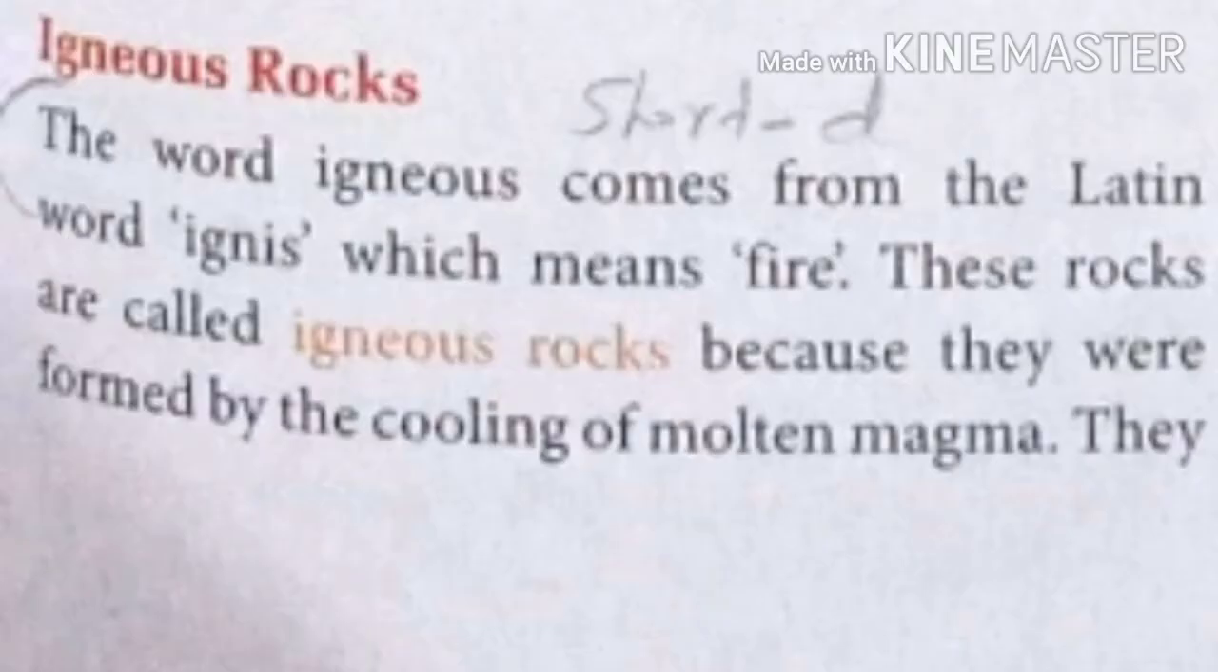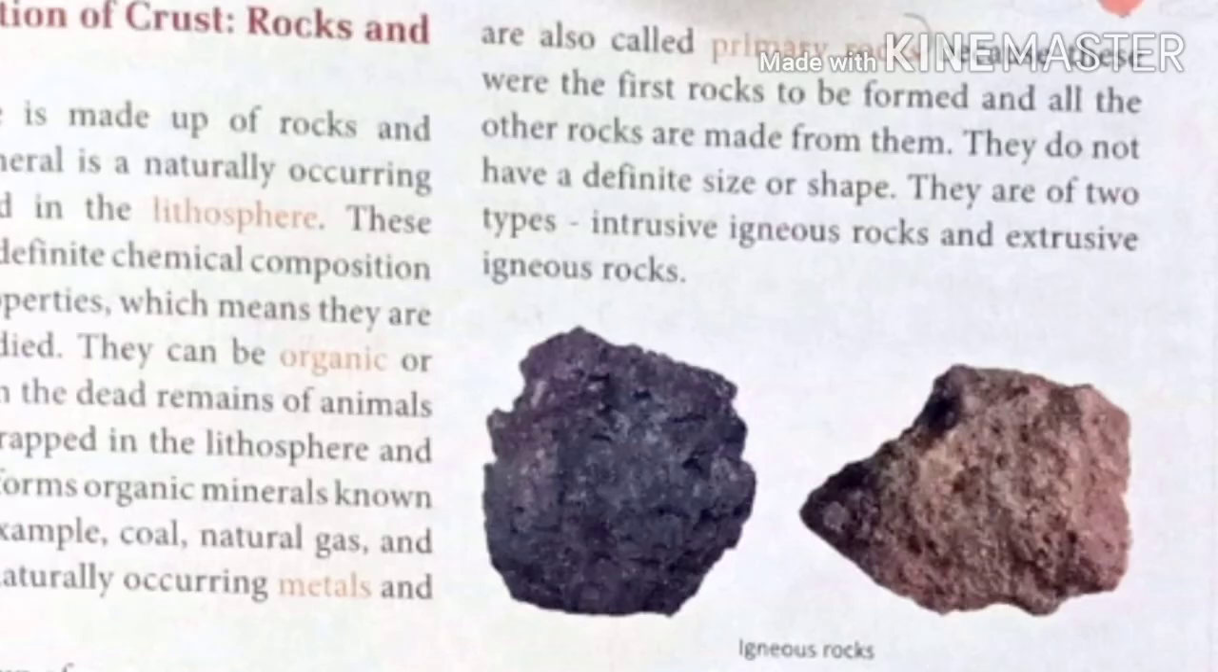Now igneous rocks. First one is igneous. The word igneous comes from a Latin word ignis, which means fire. Ignis means fire. These rocks are called igneous rocks because they were formed by cooling of molten magma. The magma which comes out from the earth, पिघला हुआ magma जो अर्थ में से बाहर आता है, वो जब ठंडा हो जाता है तो उससे क्या बनती है?